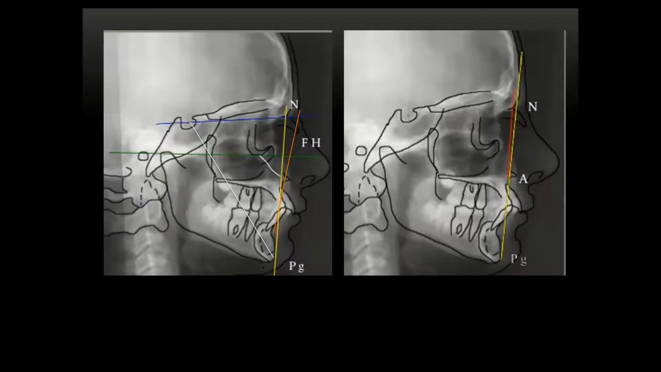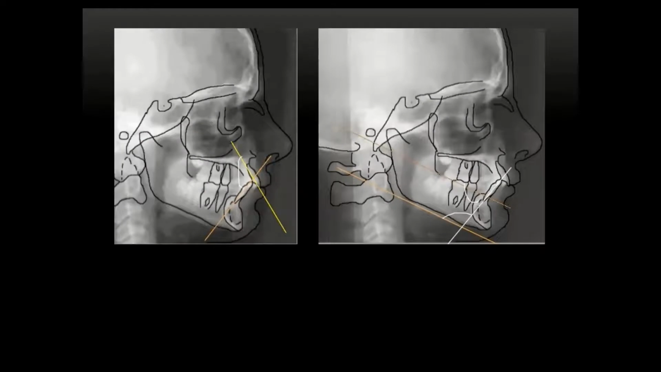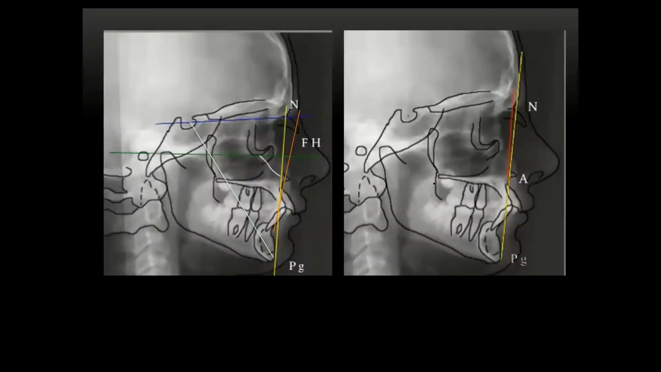The angle between the mandibular plane and FH. What is the mandibular plane? It is gonion to menton. Gonion to menton would be somewhere here. It is not shown. The angle between the mandibular plane and FH. How do you measure this angle? You transfer this line here by set squares and you measure this angle. Now this angle is 21.9 degrees.